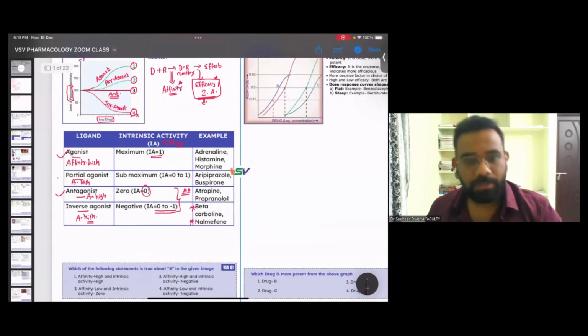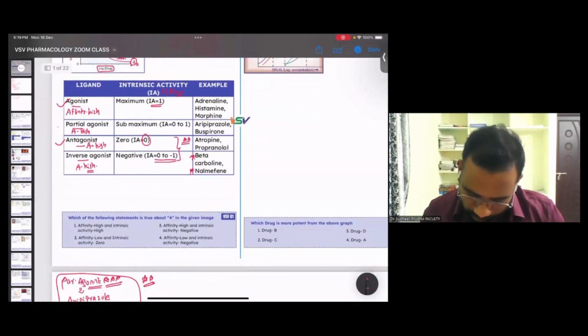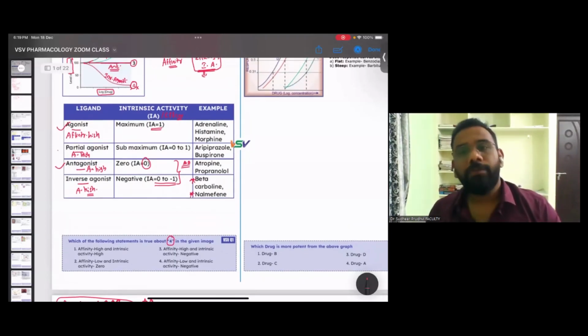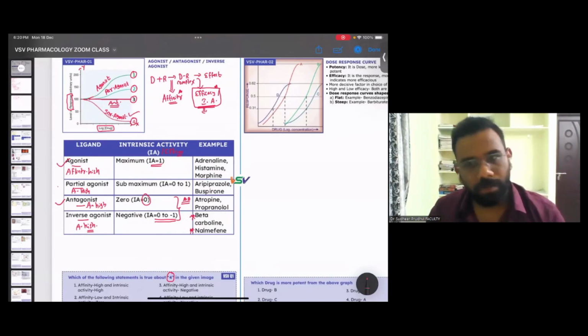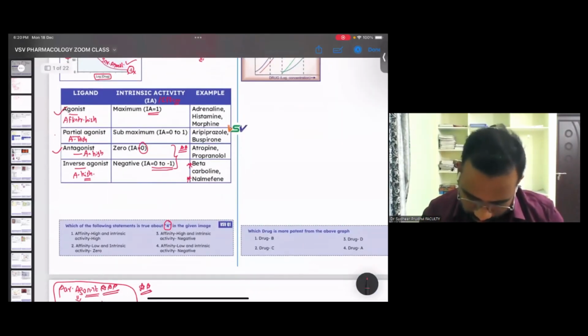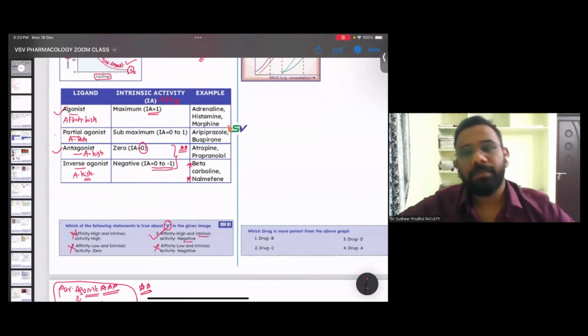Now see the question. Which of the following is true about 4 in the given image? First of all, you need to identify the 4. What is 4? Inverse agonist, which we all know is a negative thing. Obviously, I told you affinity will be high, so the options with low affinity we can rule out. Affinity will be high, and intrinsic activity is negative here. So this is the correct answer.